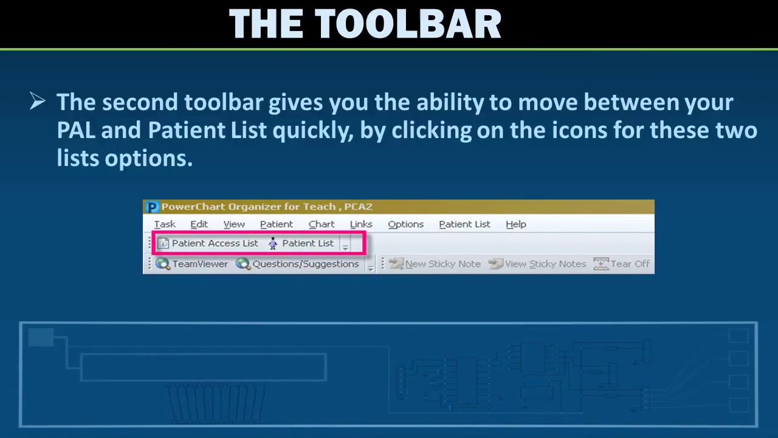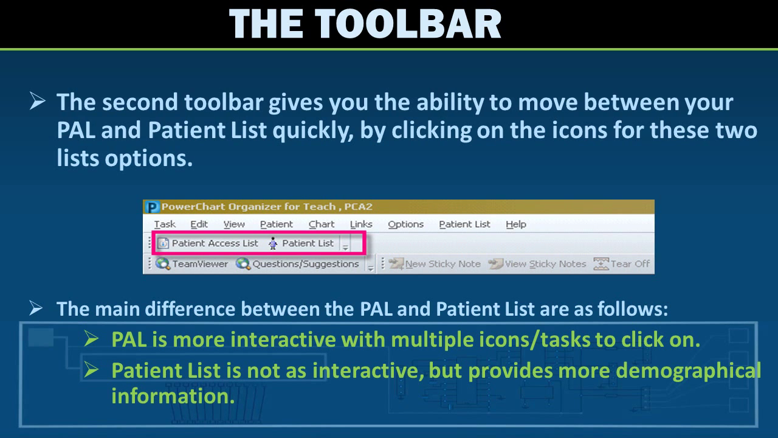The second toolbar gives you the ability to move between your PAL, which is the patient access list, and your patient list quickly by clicking on the icons for these two list options. The main difference between the PAL and the patient list is that the PAL is more interactive. It has more icons and tasks that you can click on that take you to different areas in PowerChart, whereas the patient list is not as interactive. But the patient list does have more demographic information and data about the patient.